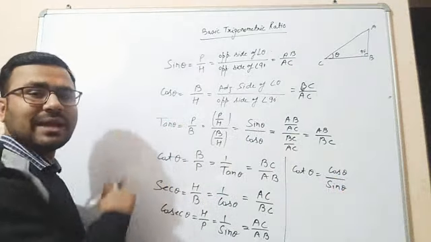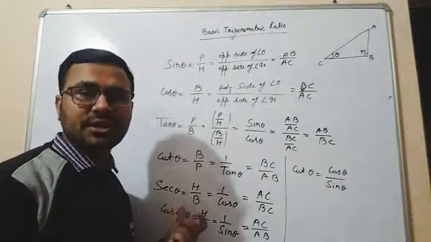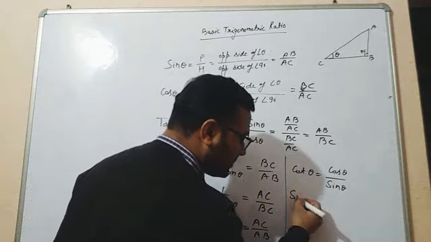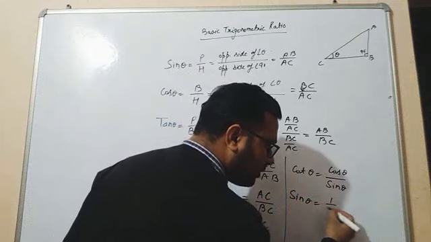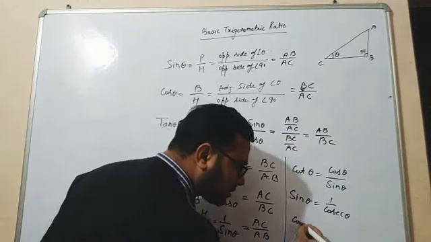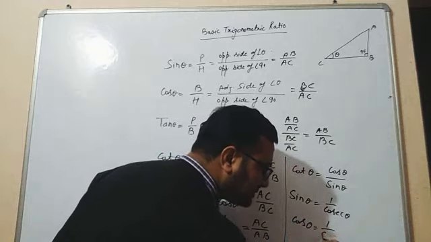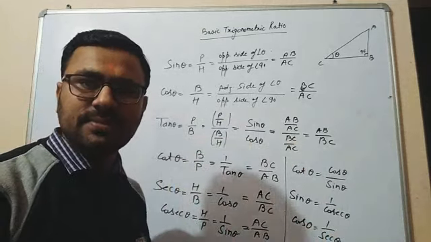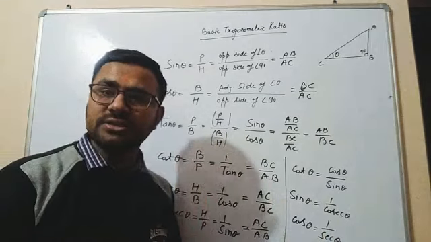And similarly, we can write a relationship between sin theta and cosec theta. Sin theta equals 1 upon cosec theta, and cos theta equals 1 upon sec theta, right? So these are the basic trigonometric relationships we have learned in this class.